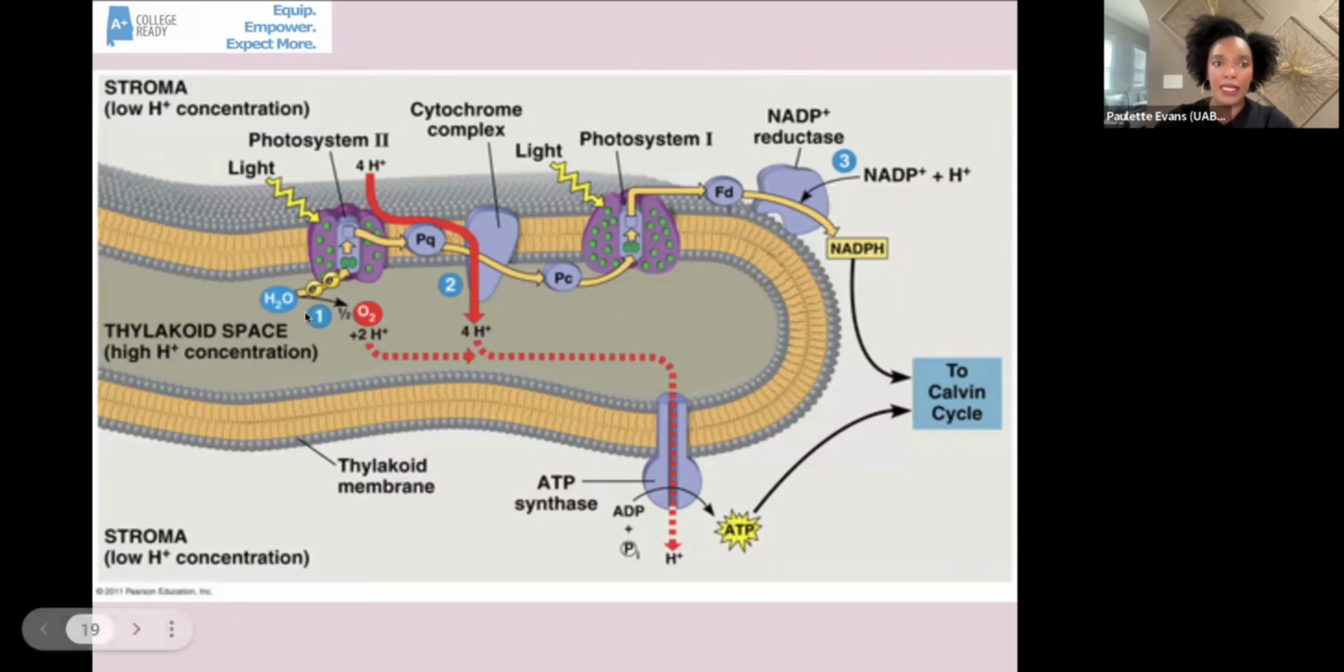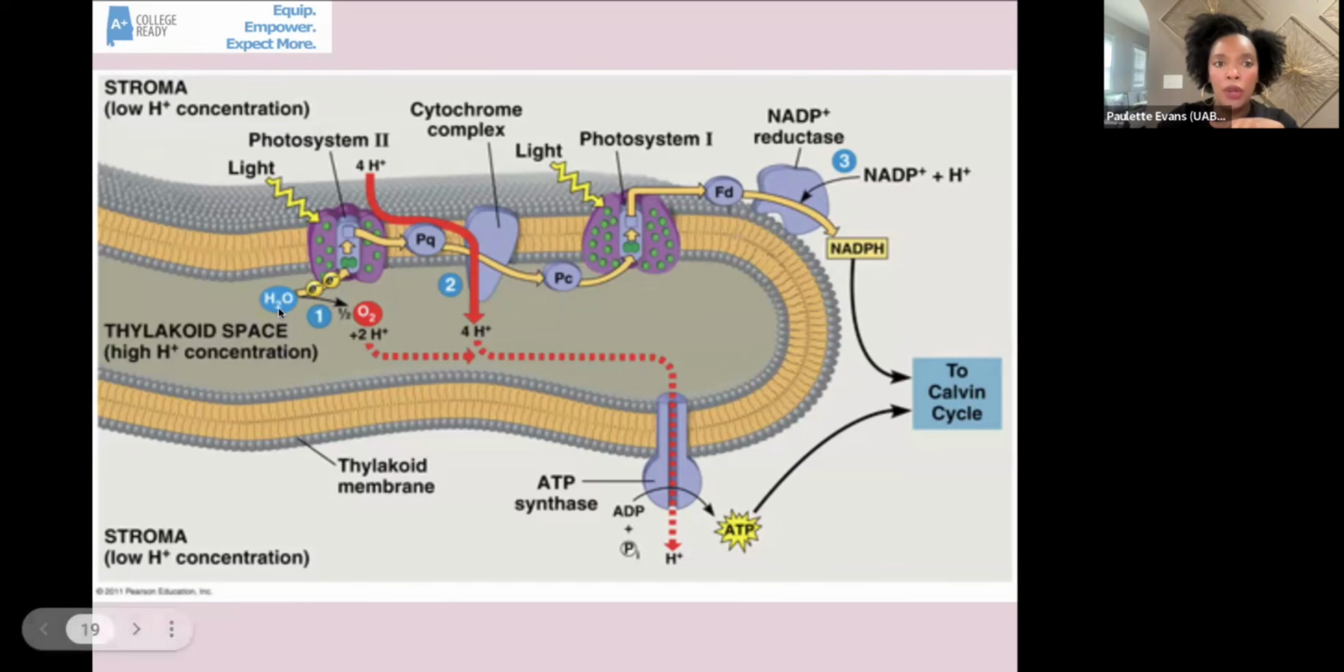Okay. So what happens is water is broken apart. You can see in the picture, it's going to extract two electrons, and those electrons are going to be replaced to magnesium in chlorophyll. And what's going to happen? Light is going to hit magnesium and excite the electrons, and they're going to go all the way through this process again. Okay. But when you break apart water, what happens when you break apart water?